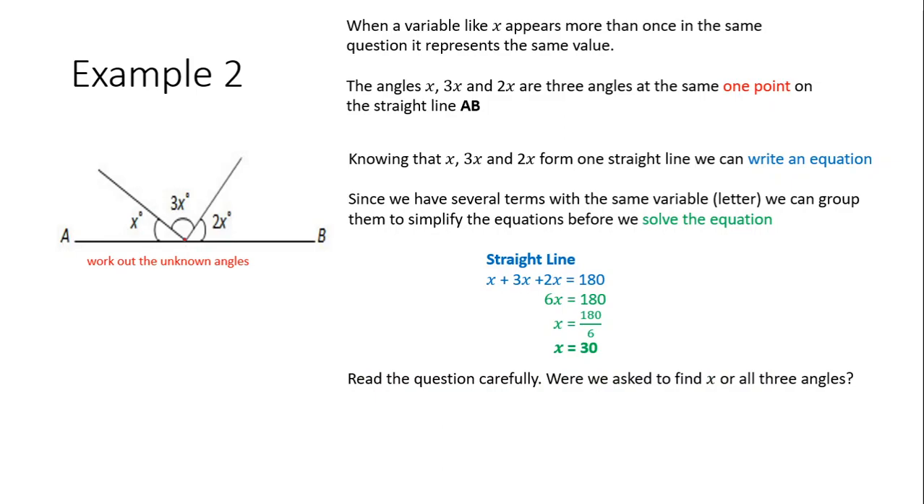Read the question again. Read it carefully. Were we asked to find out what x is, or were we asked to find out what the 3 angles are? It says over here, work out the unknown angles. Not work out the variable, work out the unknown angles, and there are 3 of them. x is 30, so 3x is 3 times 30, and 2x is 2 times 30. So my 3 angles will be 30, 90, and 60. Okay, so always read the question carefully. Even once you're finished, go back and read the question.